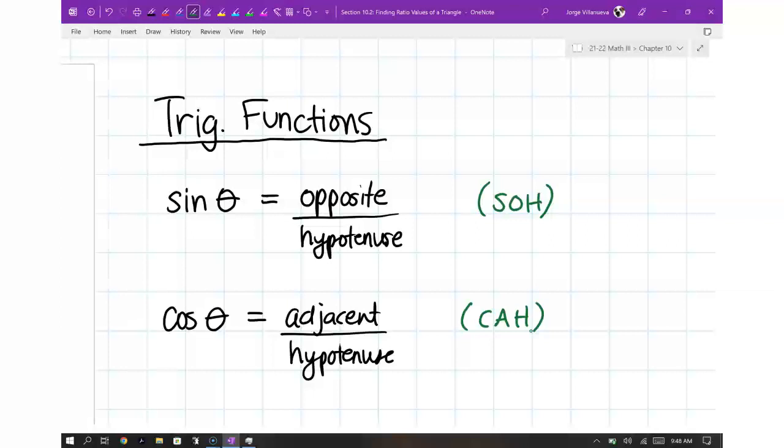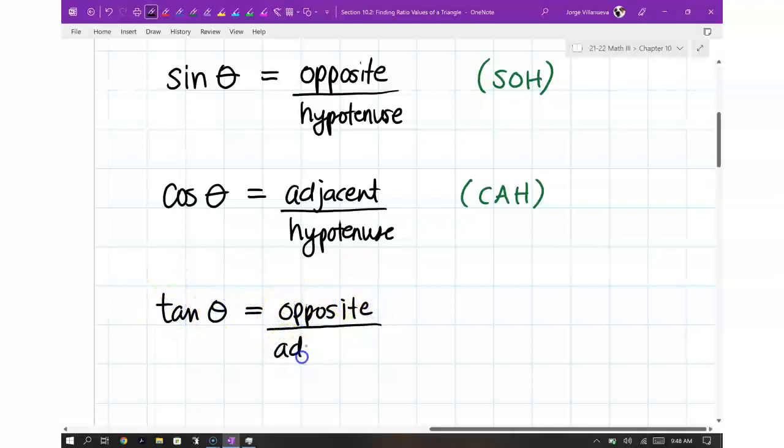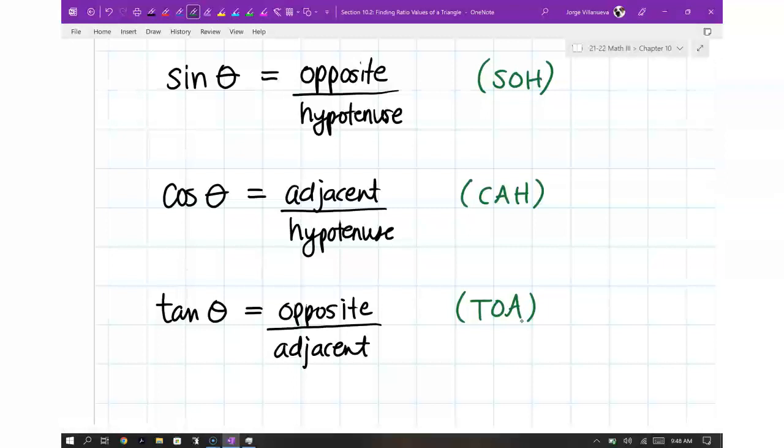And then there's one more: tangent. Tangent of theta is opposite over adjacent, and people will abbreviate that as TOA. So a lot of people, to try to remember these definitions, say SOHCAHTOA. That's the way they remember it.